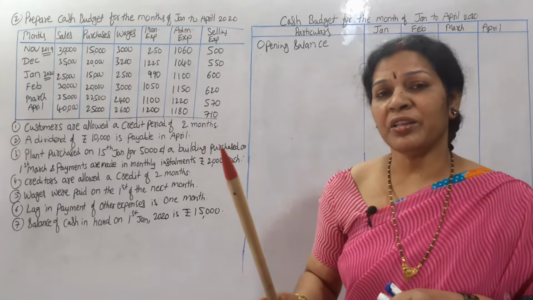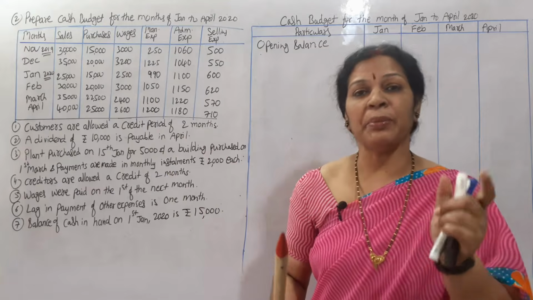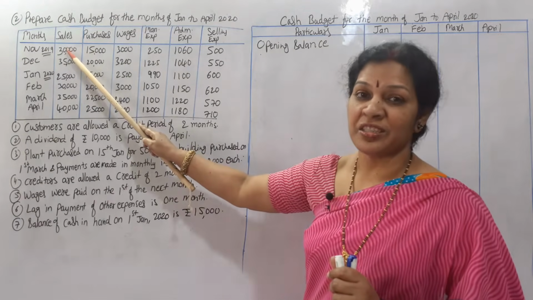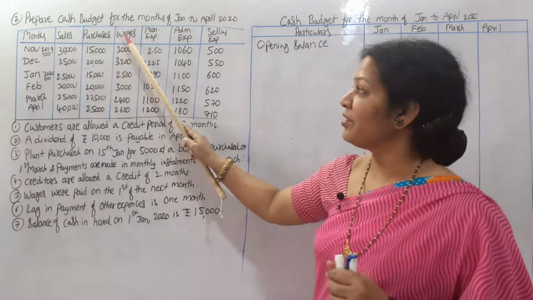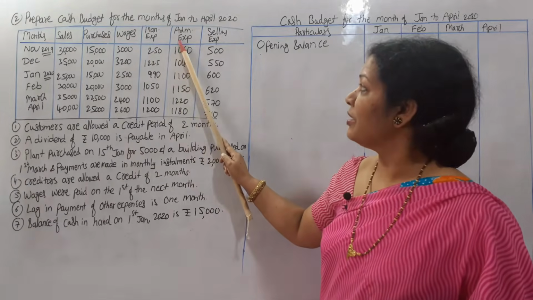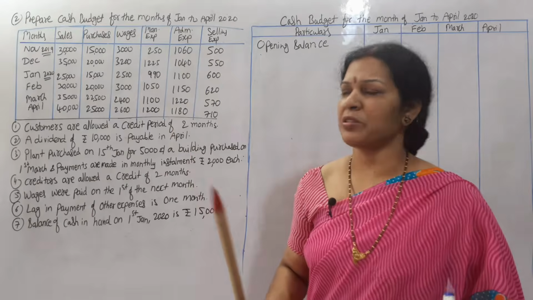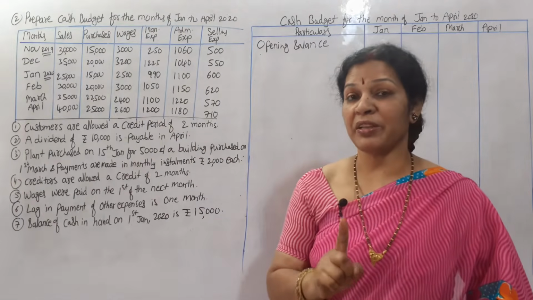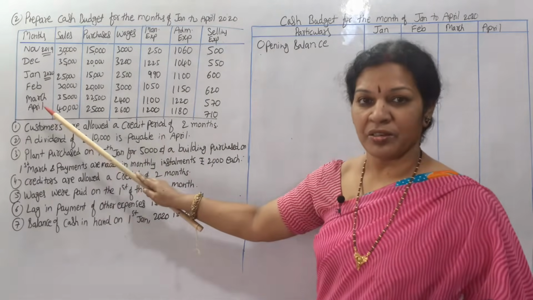Now, what are the things given? Cash budget we are preparing means either receipt or payment, you have to remember. First thing is sales. Sales means it's a receipt. Purchases, payment. Wages, payment. Manufacturing expenses, payment. Administrative expenses, selling expenses, these are also payments. All are payments except sales. Receipts we have only one. Got it?